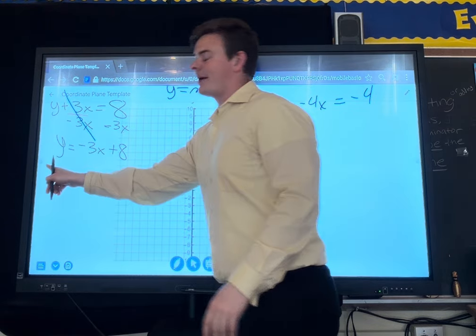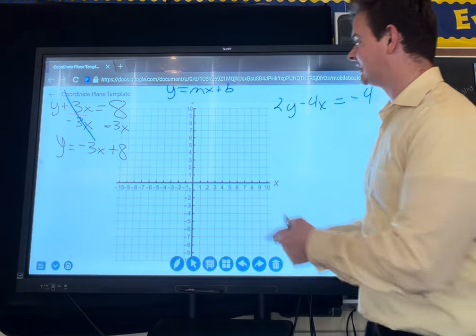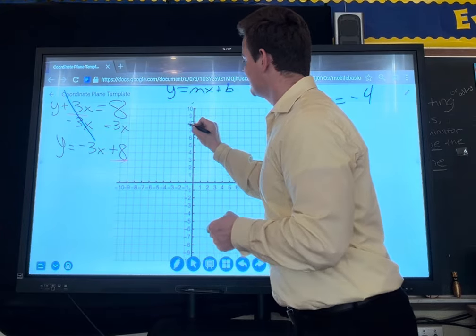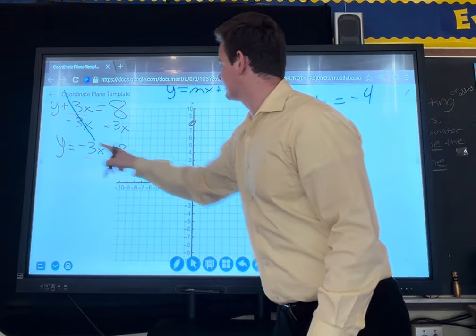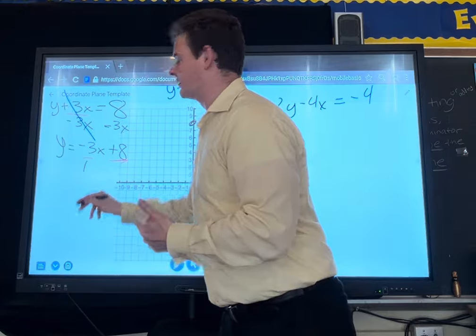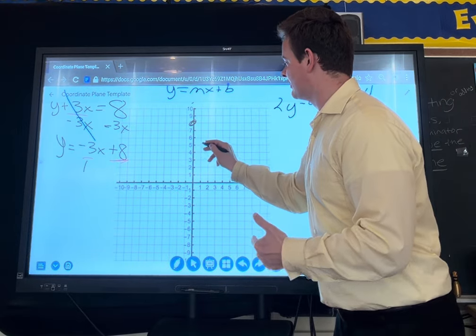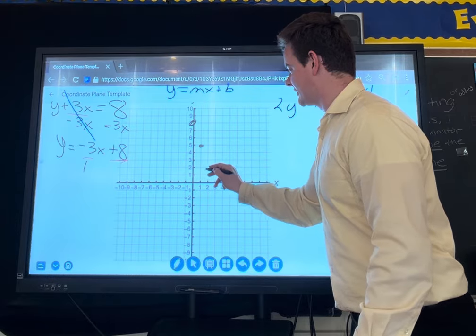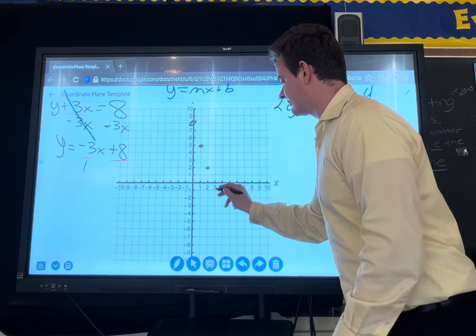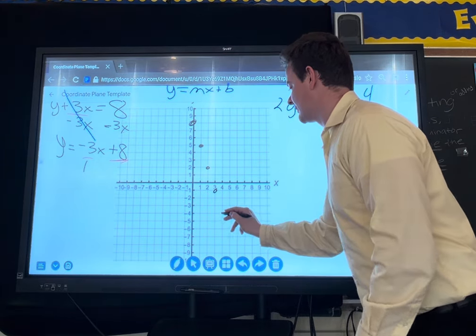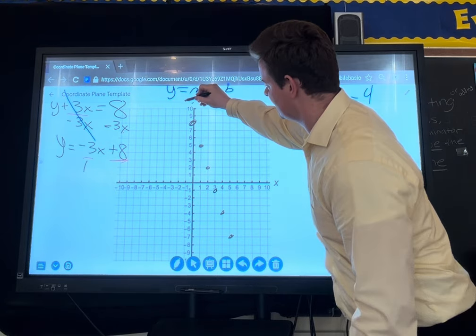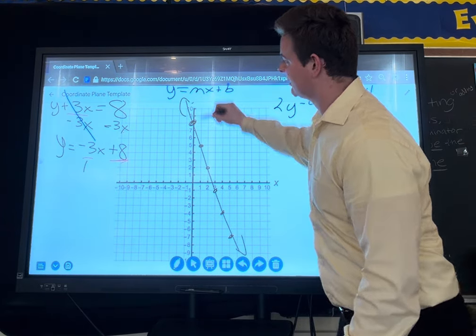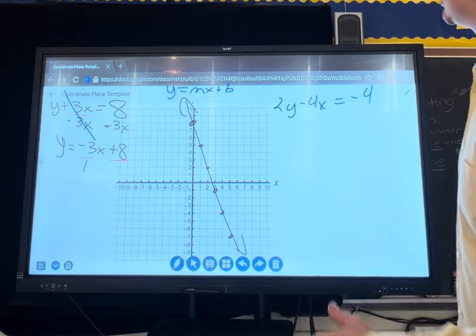Once I have the y by itself, now I can graph this. Start at my number at the end, start at my 8, and follow my slope. Down 3, and there's a secret 1 underneath. So down 3 over 1. Down 3 over 1. And I keep going, counting my boxes. Connect my dots. Draw my arrows.